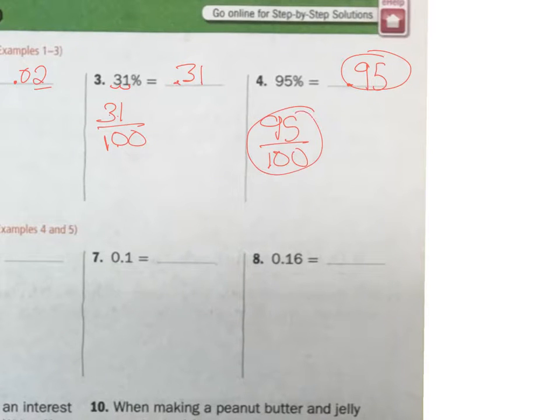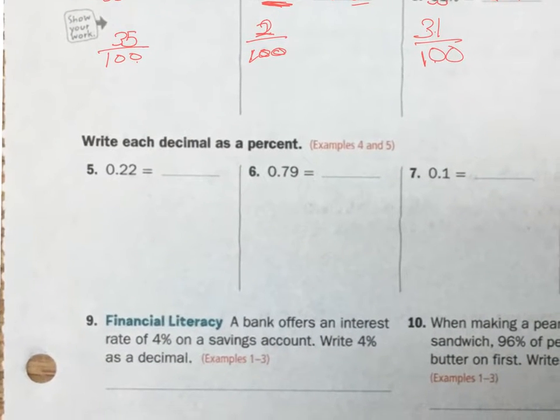So on these, we're kind of going to the point where you have a decimal here, you have a fraction here, and you have a percent here. And you can go back and forth and back and forth. That's the key for this whole chapter, is that at the end you're going to be able to take any number, put it into a decimal, put it into a percent, put it into a fraction, and go back and forth and back and forth.